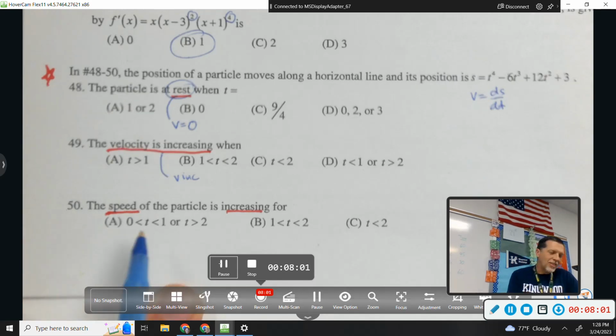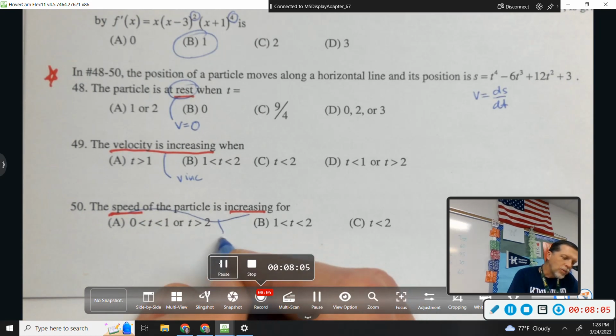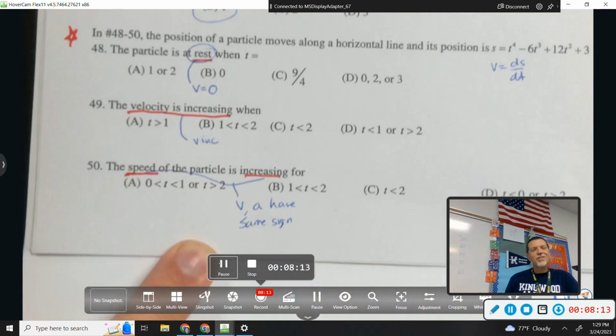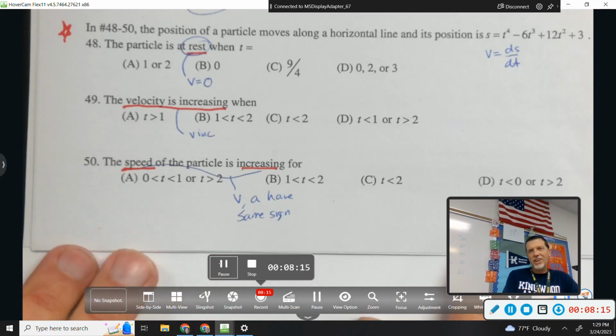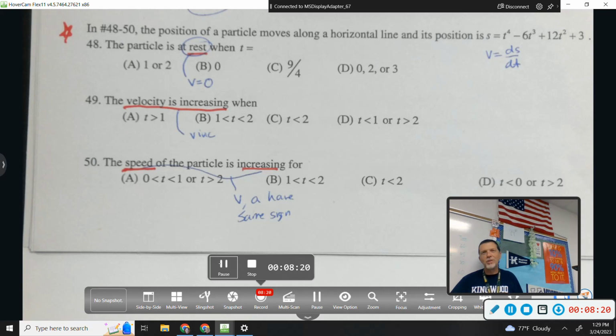That is question number 50. The speed is increasing. That's when v and a have the same signs. Oh, were you not asking about 50? No, I was asking about 49. Okay, never mind. So 50 is velocity and acceleration have the same sign. That's kind of the weird one where you're speeding up forward or speeding up backwards. If your velocity and acceleration match, you have the same sign.